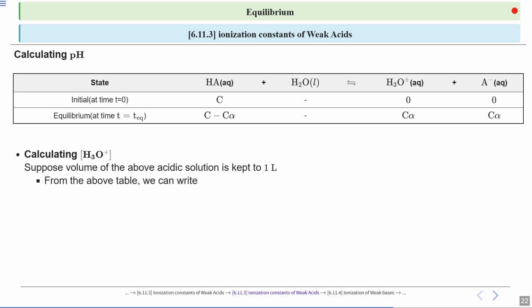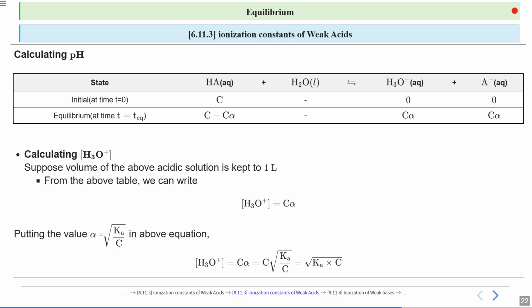So from the above table we can write that H3O plus will have a concentration of C alpha, but we know that alpha is equal to root under K by C. So we can write H3O plus concentration is equal to C into root under K by C, or root under K into C. Is it clear? So this is a very, very important relation for you in the upcoming lectures as well.